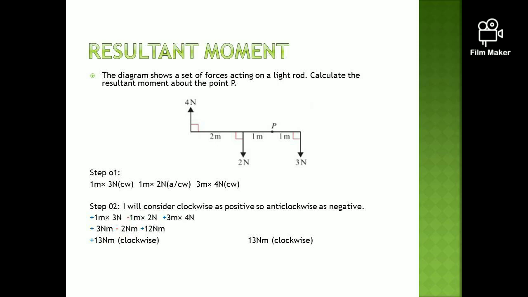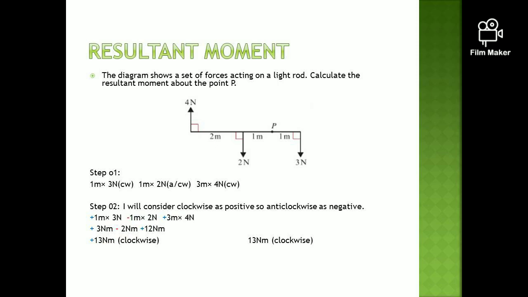But in case you consider clockwise as negative and anti-clockwise as positive, you will obtain the first answer negative, the next positive, and the next negative. You just work out and see. With that, you will obtain the answers plus 3 Newton meters, minus 2 Newton meters, and plus 12 Newton meters. You will obtain the answer 13 Newton meters, a positive value. Therefore, you can write your final answer as 13 Newton meters clockwise.